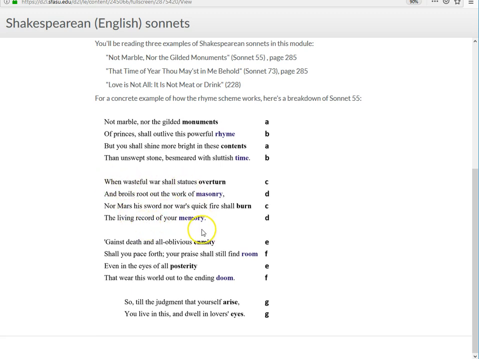When wasteful war shall statues overturn, and broils root out the work of masonry, nor Mars his sword, nor war's quick fire shall burn the living record of your memory. Hey, that's nice. We don't know some words in here probably. Masonry is just any kind of stonework. Hey, that's easy. Wasteful war does waste stuff.